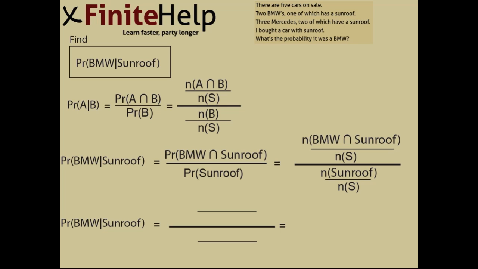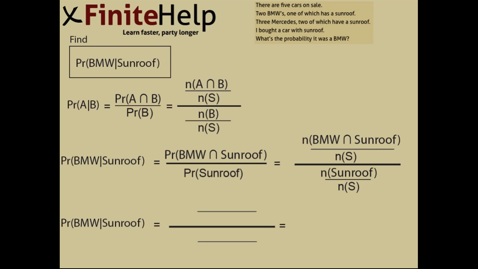By the wording of the question, we can see that it is a conditional probability problem. The condition is that I bought a car with a sunroof, and you're trying to find the probability of me buying a BMW. You would set it up just like I did in the rectangle over there, where it says find probability of BMW given it has a sunroof.